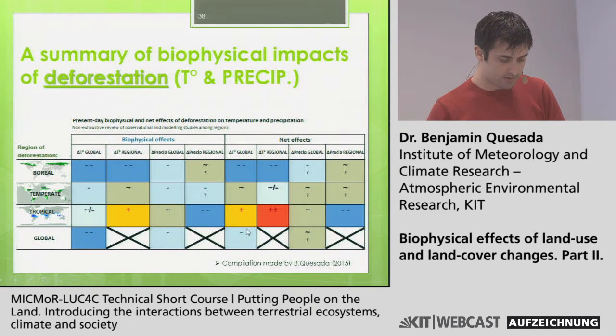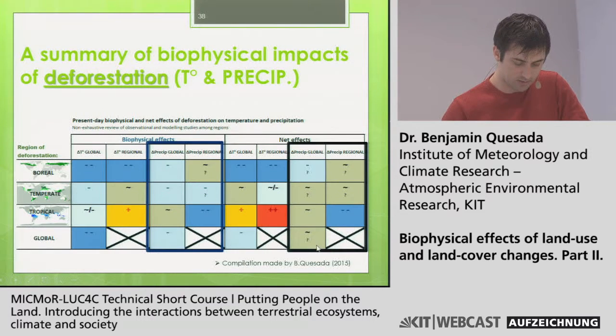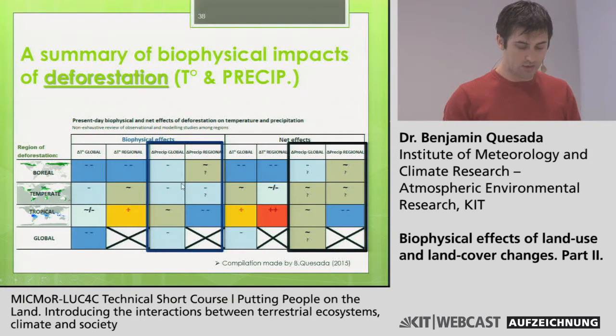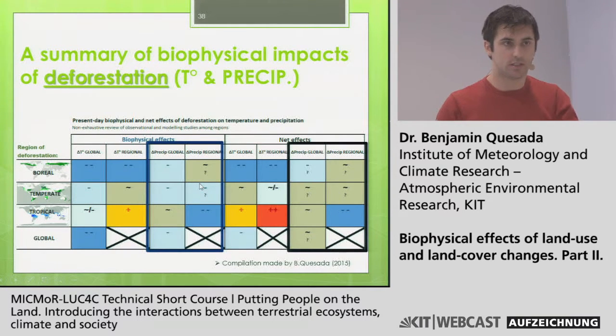For precipitation, there are a lot of interrogations because it's model dependent, whether the precipitation globally is modified or not. It seems that in general, when you cut forests globally, boreal, temperate, etc., you reduce the evapotranspiration efficiency of all the previous forests. And so you have less water vapor in the atmosphere, so less probability to form precipitation. This is why, in general, we have this minus sign, so less precipitation, both globally and regionally.